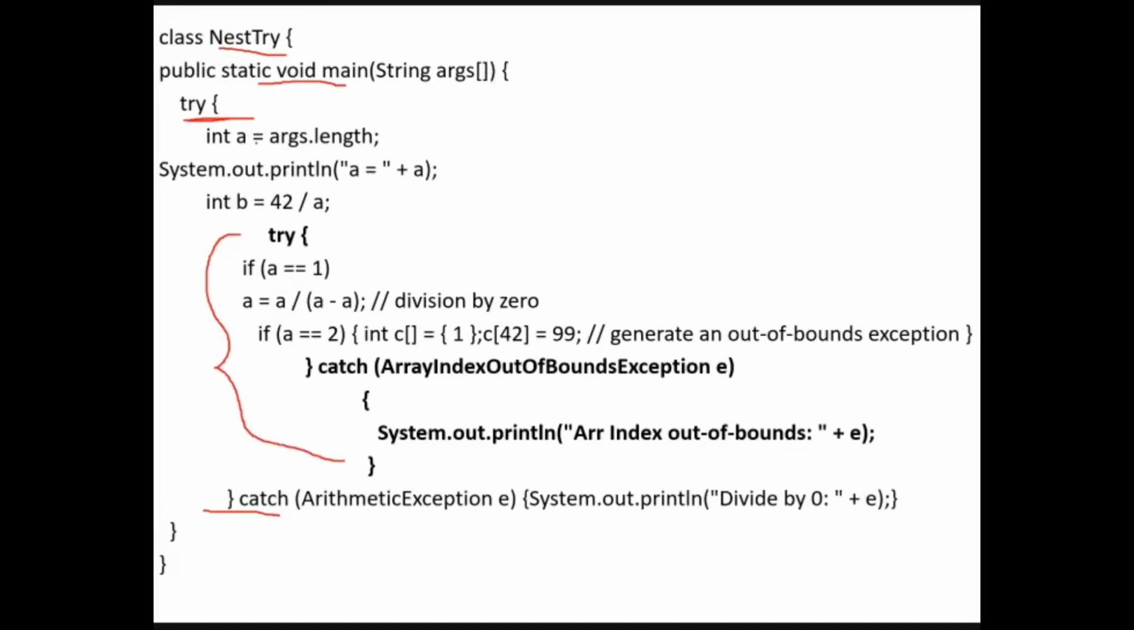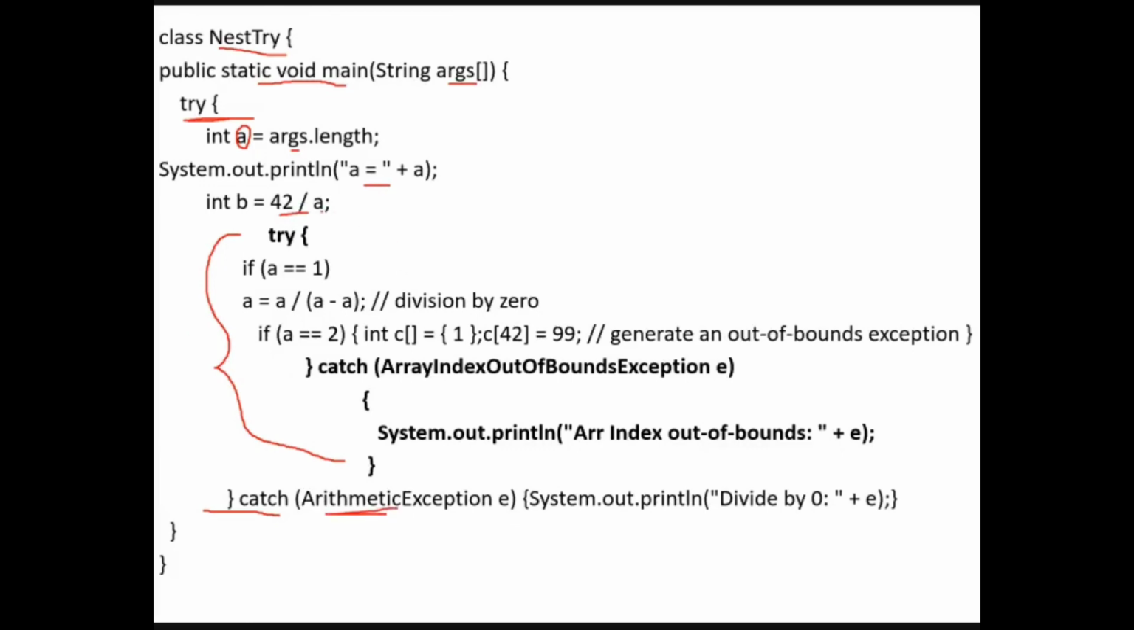Here, args.length, the command line arguments length, is going to be stored in this variable a, and next I'm going to print that a. If the number of command line arguments is 0, I will get an arithmetic exception, and that is caught by this catch block.